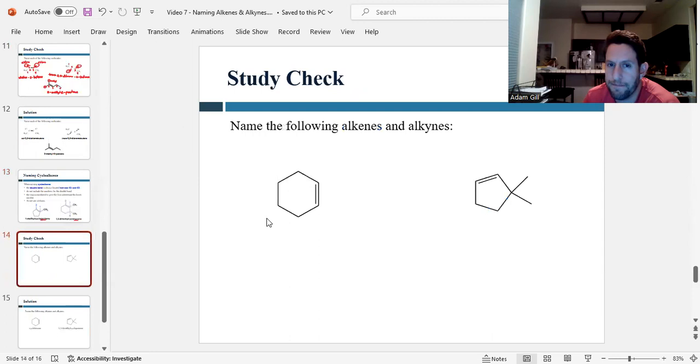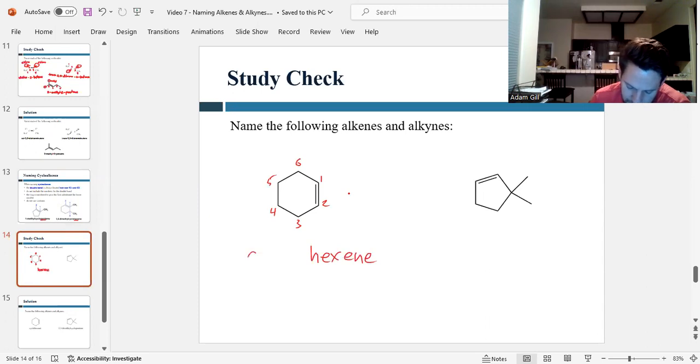Let's do some practice. Name the following alkenes and alkynes. Well, actually, there are no alkynes, but let's name these. So the first one looks like we have, whoops, double bond is always between carbons 1 and 2. So 6 carbons in the ring, that is hex, ene, and because it's in a ring, cyclo. So cyclohexene, no substituents, so nice and simple.